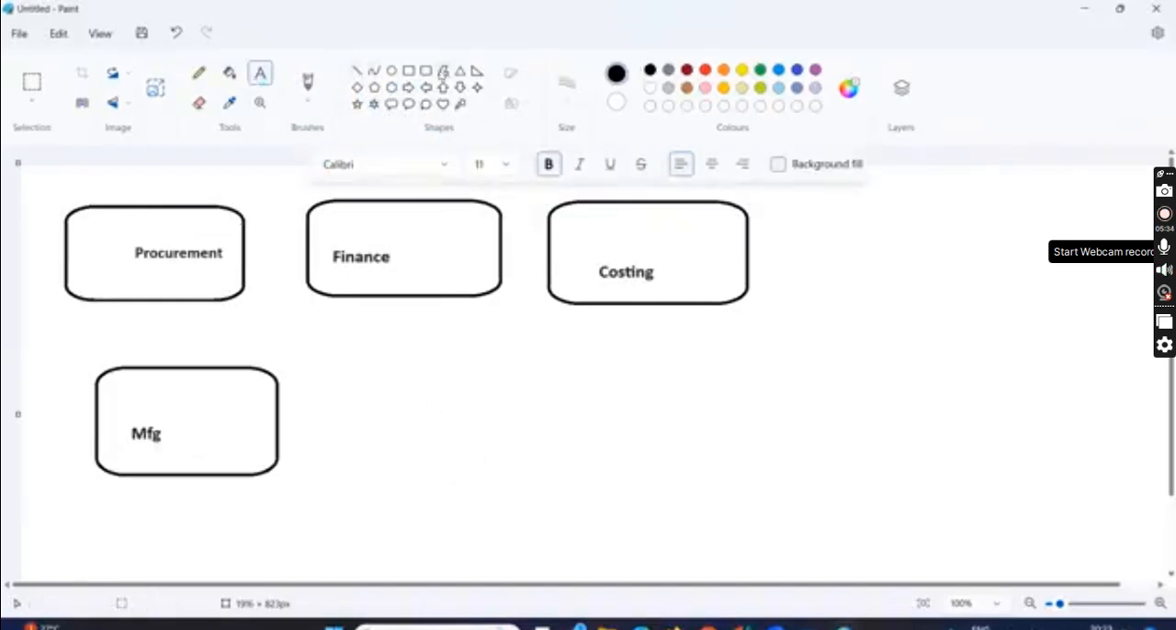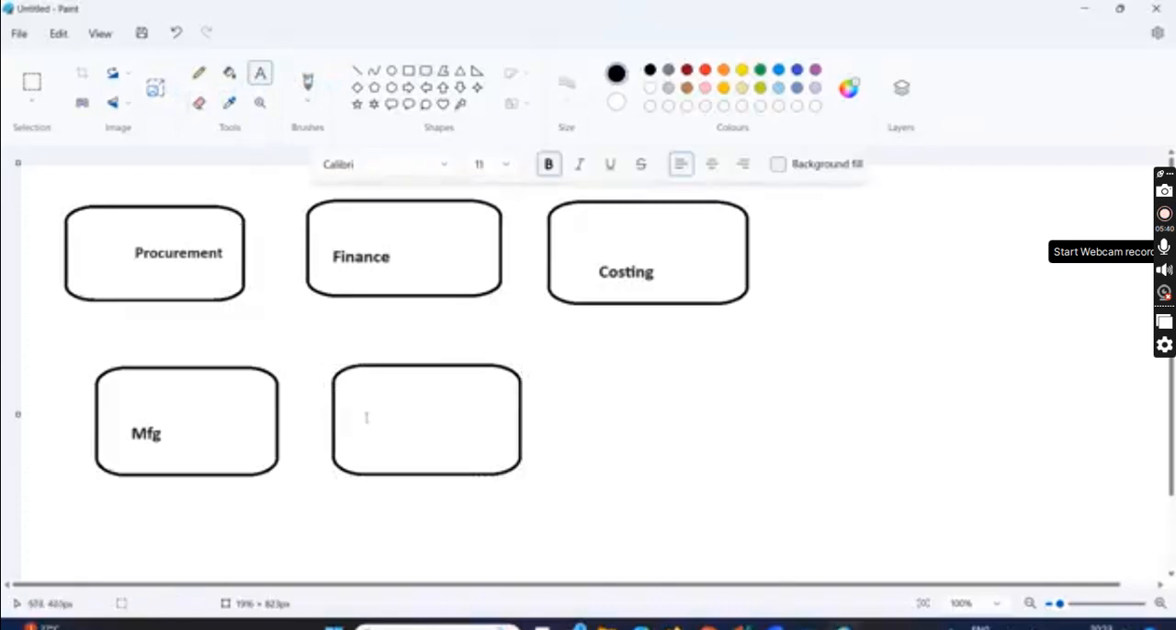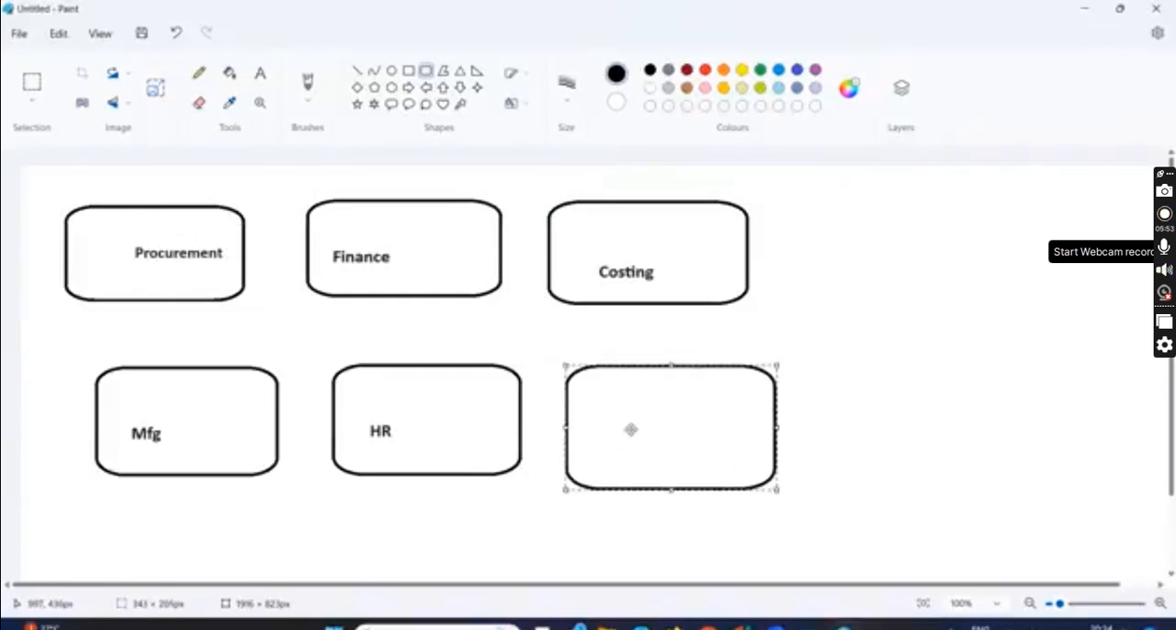Next, say here we have an HR department. You all know what the HR department does. Recruitment, everything is carried out by the HR department. And finally, let's say there is a quality control department. What does the quality control department do? Say I mention it as QC.